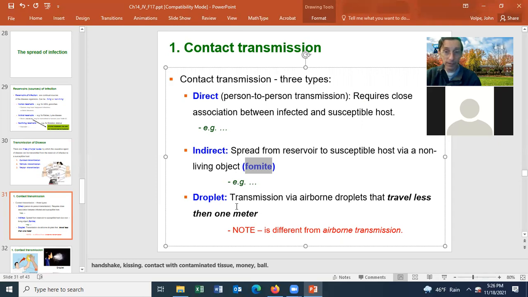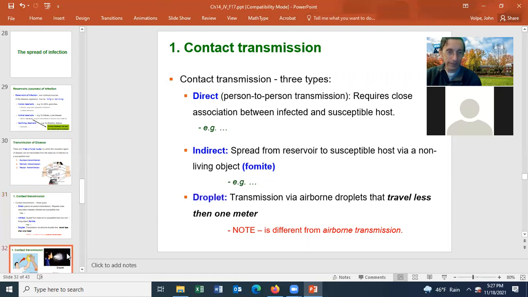The third contact transmission is droplet transmission. This is transmission via an airborne droplet that travels less than 1 meter. It's different than airborne transmission. It's called droplet transmission. And I'm not going to test you on this because I think the distinction between droplet transmission and airborne transmission is arbitrary.